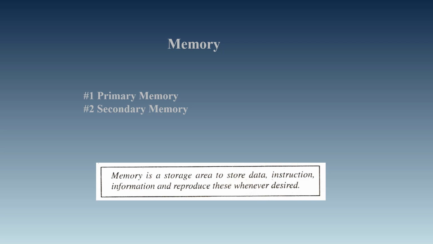In case of computers, what is memory? Generally, here is a definition: storage area to store data, instruction, and information, and reproduce these whenever desired. So memory can hold anything like your photos, your documents, and whenever you require those, you can fetch that data. And broadly it is classified into 2 types: primary and secondary memory. Let's first discuss primary memory.